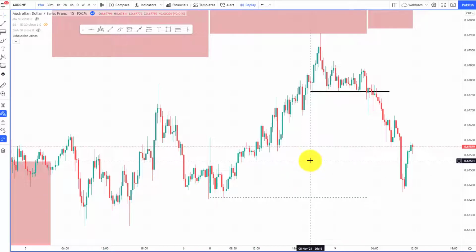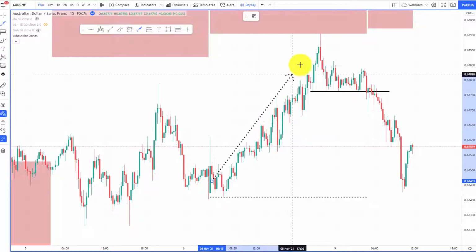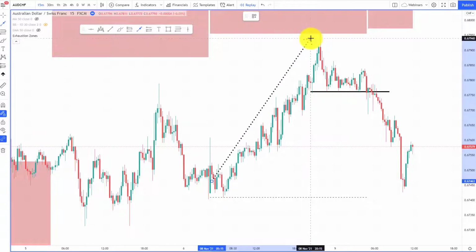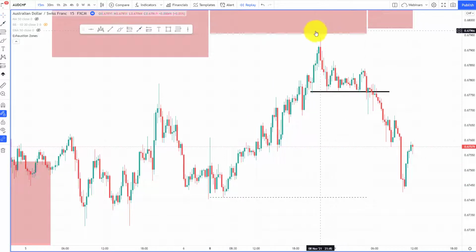Some traders may start using the exhaustion zones to find trade reversals. So maybe you have missed the boat and you didn't participate in this nice daily trend, and then you see the market is reacting and reaching the zones here. However, this can be a little bit more risky because there's a chance that the daily trend will just continue.